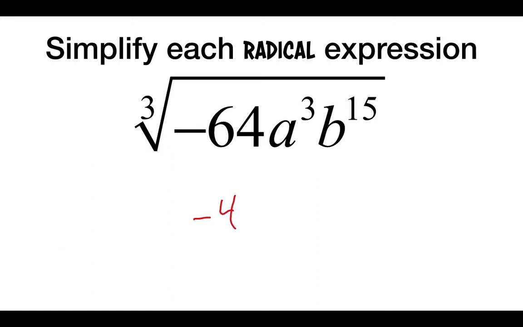Now, a cubed, 3 divided by 3 just leaves us with an a. And b, 15 divided by 3 is, well, 5.